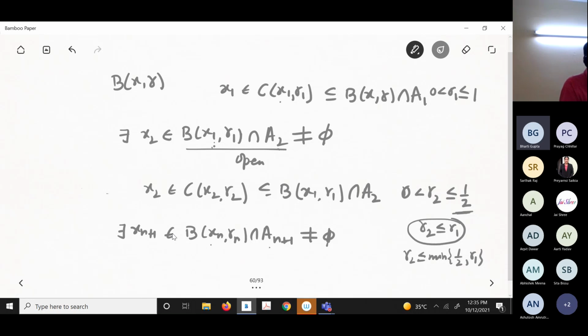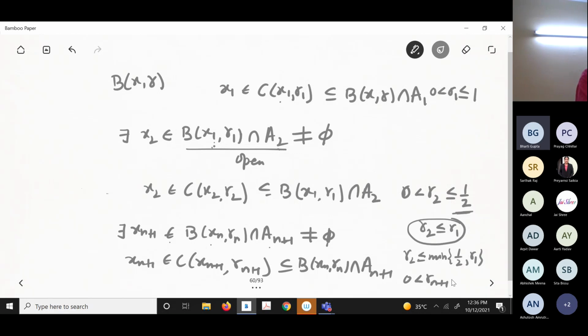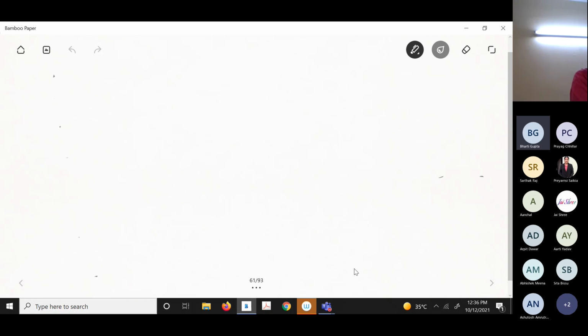Basically, induction means how you move from step n to step n plus 1. That is what I am explaining. If you have this, then by the same arguments as before, there exists Xn plus 1 in this set, and the closed ball around Xn plus 1 of radius Rn plus 1 will be contained in this. Also make sure that you choose Rn plus 1 less than or equal to 1 by n plus 1. This is the induction process. So this way I have got a sequence Xn and numbers Rn such that this holds.